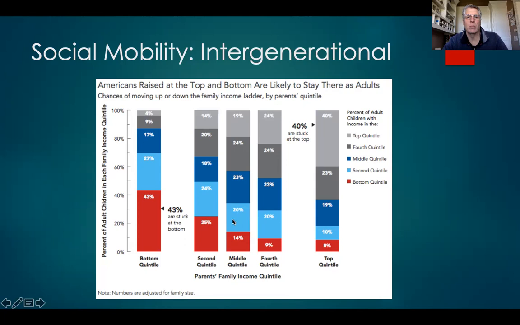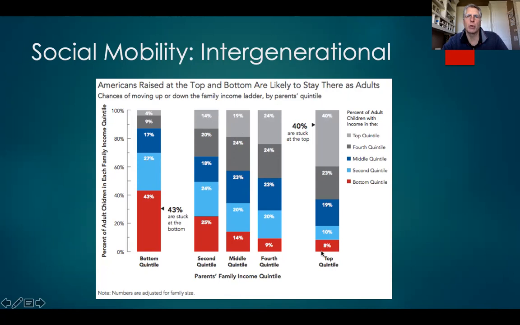If you're born, say, in the middle quintile, which is this blue, right? If you're born into the middle quintile, you have a 43% chance of moving up, 43%, and a 34% chance of falling down, 23% chance of staying where you are. You're stuck, according to the language here. If you're born in the top quintile, right, you have a 60% chance of falling out as an adult.